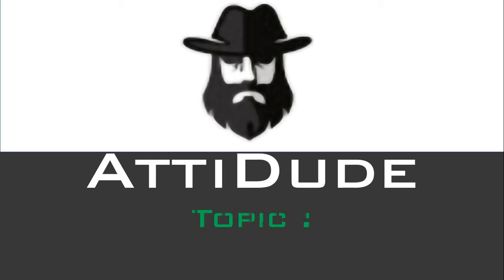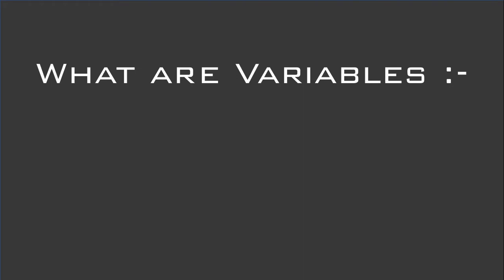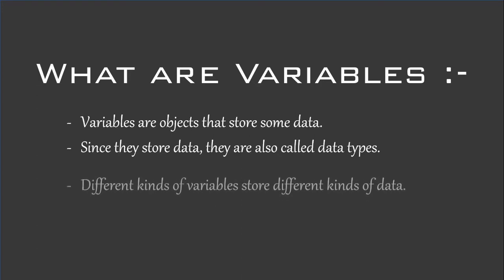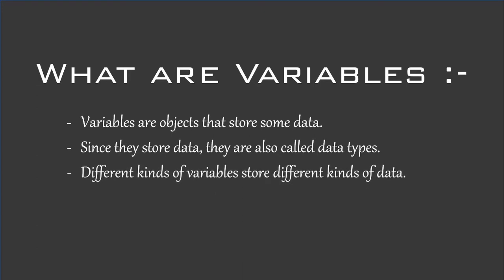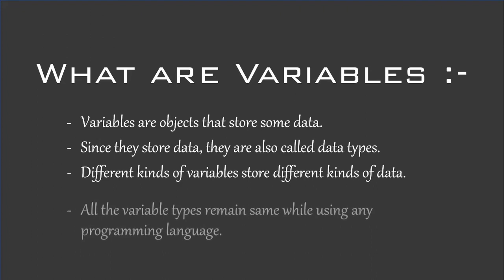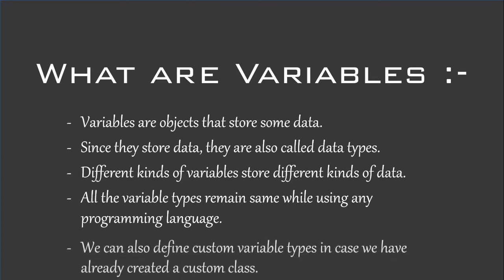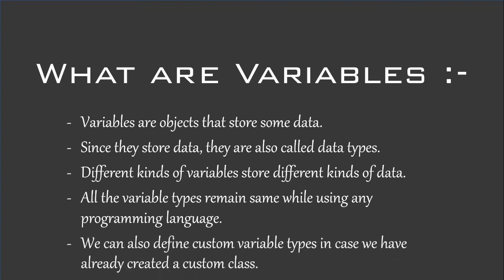So today's topic is variables. First of all, what are variables? Variables are objects that store some data in them. Since they store data, they are also called data types. Different kinds of variables store different kinds of data. All the variable types remain same while using any programming language. We can also define custom variable types in case we already have a custom class.